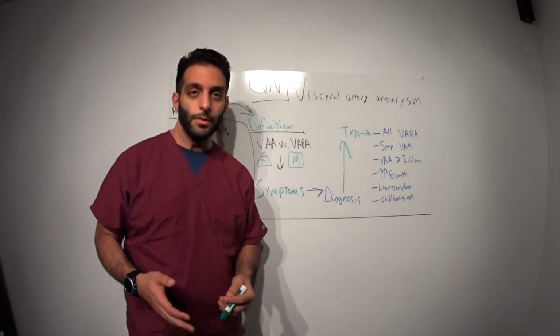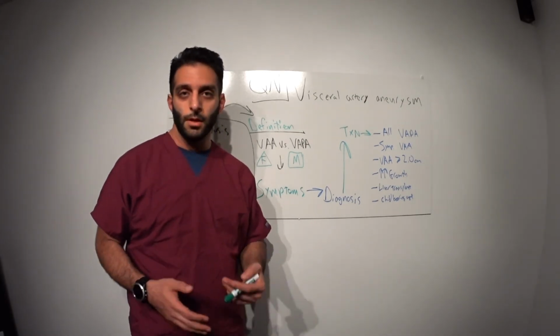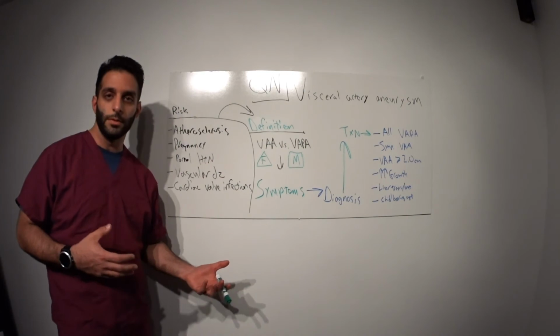Again, this was visceral artery aneurysms and visceral artery pseudoaneurysms, kind of a brief run through what to look for, how to diagnose it, who gets it, who doesn't.